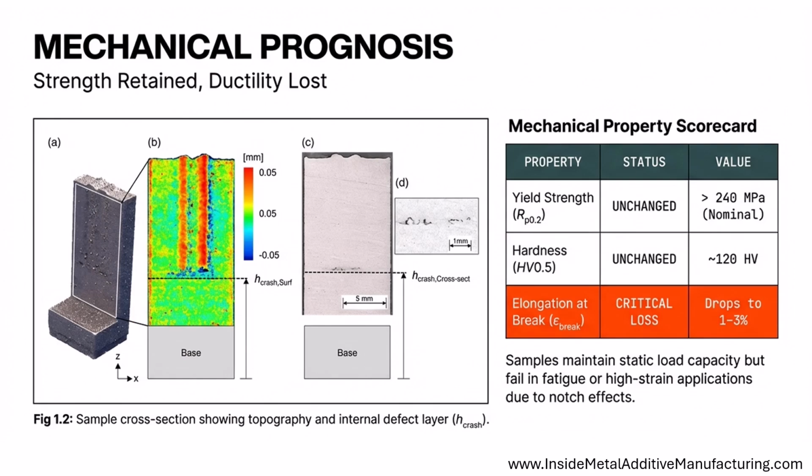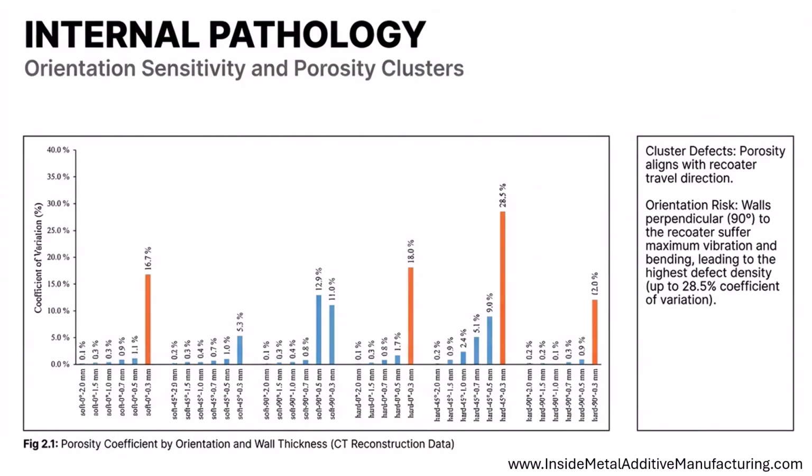The most dangerous aspect of a Recoater crash is its impact on mechanical properties. While yield strength and hardness often remain unchanged, there is a critical loss of ductility. Elongation at break can drop to a mere 1 to 3%. This means parts may seem fine under static loads, but will fail catastrophically in fatigue or high-strain applications due to internal notch effects.